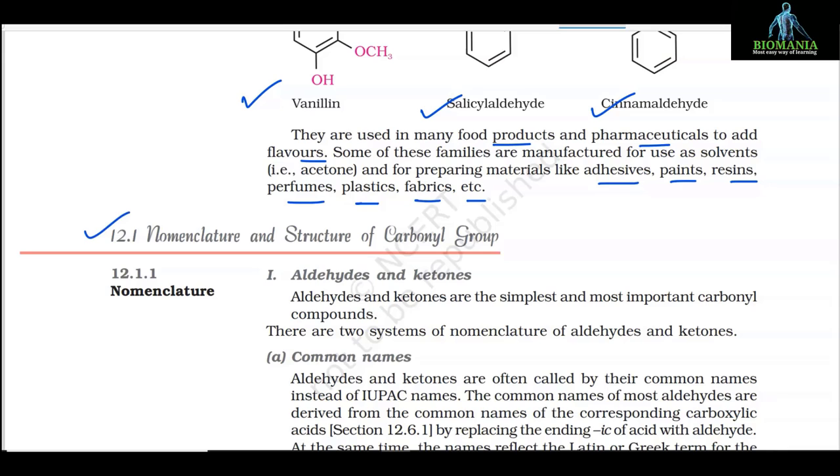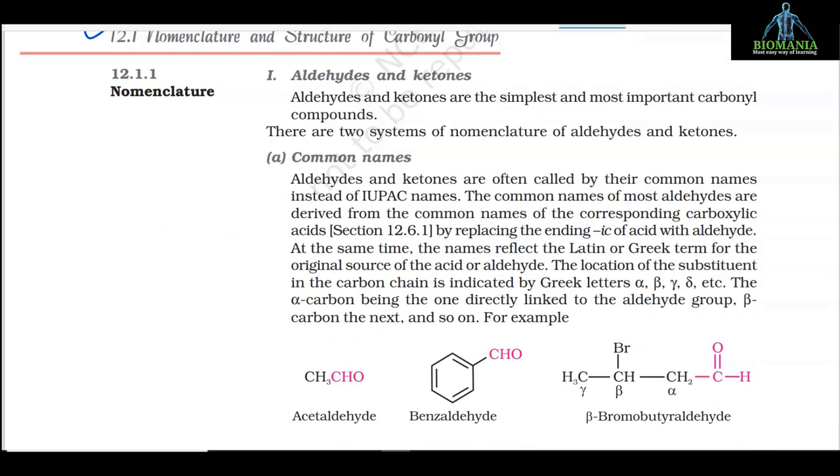12.1 Nomenclature and structure of the carbonyl group. 1. Aldehydes and ketones. Aldehydes and ketones are the simplest and most important carbonyl compounds. There are two systems of nomenclature of aldehydes and ketones. A. Common names. Aldehydes and ketones are often called by their common names instead of IUPAC names.